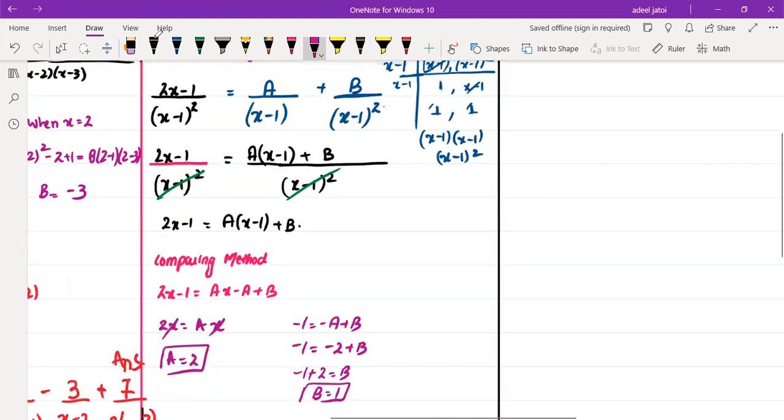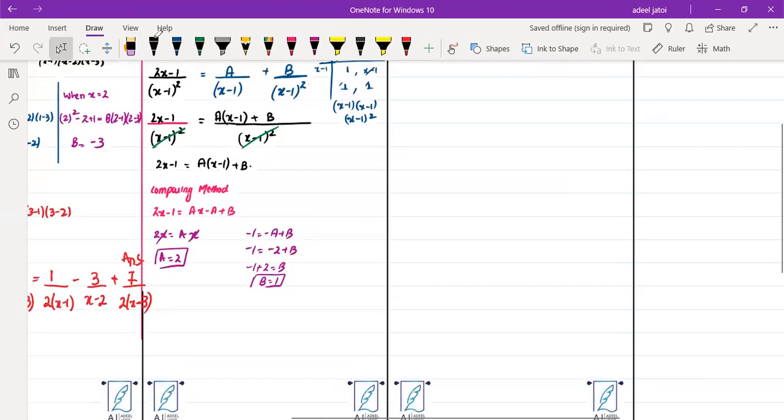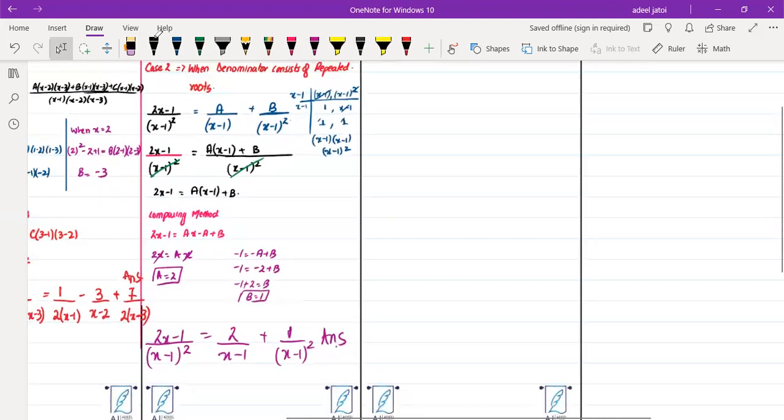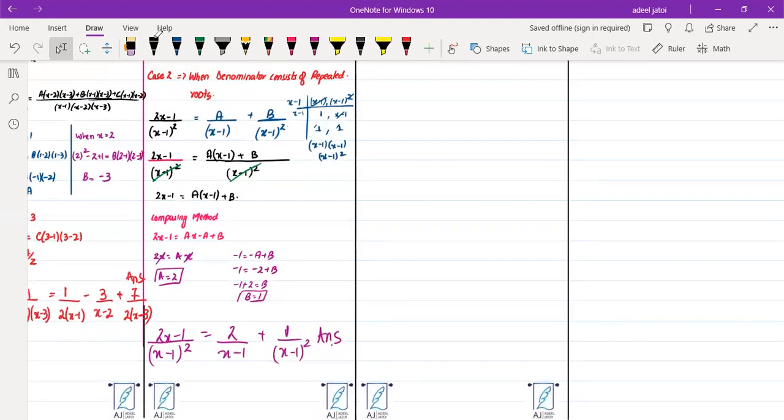So when we write down the equation, which is already there in the question as 2x minus 1 upon x minus 1 whole square, we write down as 2 upon x minus 1 and 1 upon x minus 1 whole square. And this would be the answer for the example question, that is 2x minus 1 upon x minus 1 whole square to solve as partial fraction. We write down as 2 upon x minus 1 plus 1 upon x minus 1 whole square.